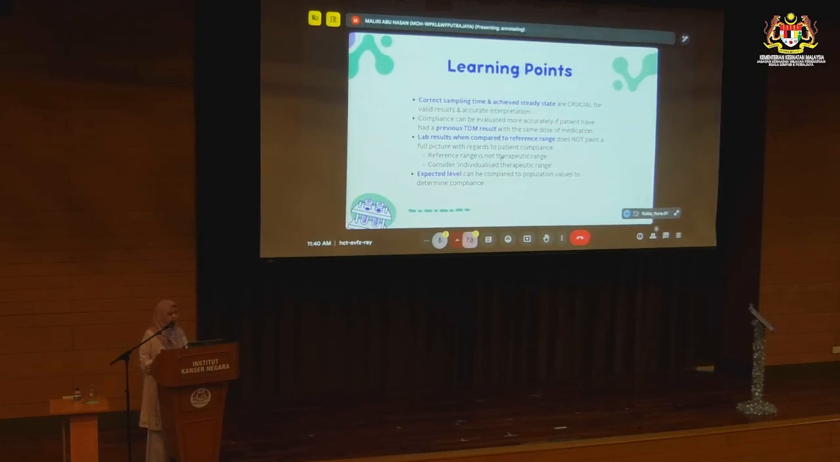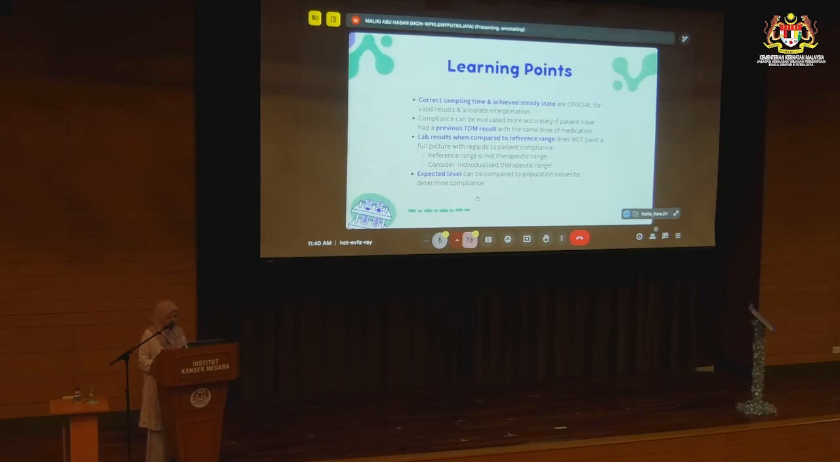So reference range is not therapeutic range. When we talk about anti-seizure medications, we have to consider that patients can actually be responding even when the level is below reference range. Like this patient just now, previously she was below reference range and was fine. And then we have to consider the individualized therapeutic range concept. Expected level can be compared to population values to determine compliance.